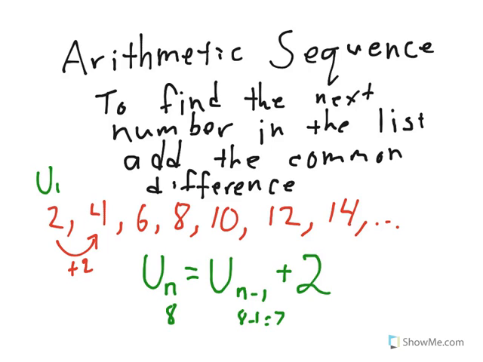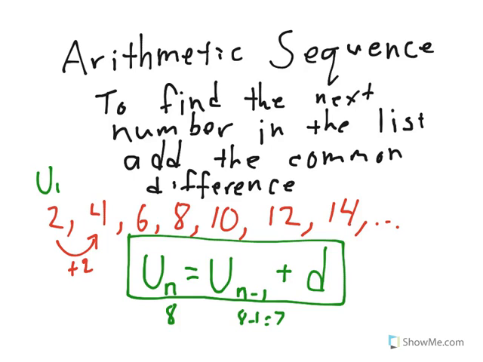For all arithmetic sequences, though, we could just write d. So this formula is the formula that you would use for all arithmetic sequences. u sub n is equal to u sub n minus 1 plus d, which means the next term in the sequence is equal to the previous term plus the common difference.